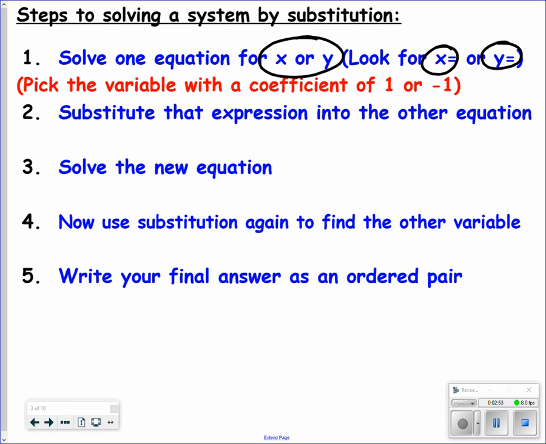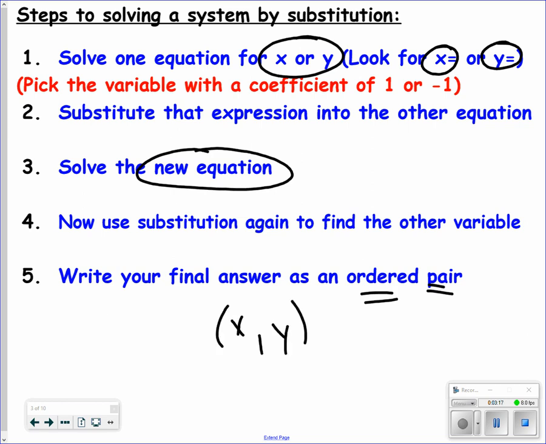Then substitute into the other equation, or replace the letter in the other equation with the expression from the new one. Then take the new equation and solve it. And then go back and find the other variable, and then always write your answer as an ordered pair. So you'll write it with the answer for x and the answer for y.